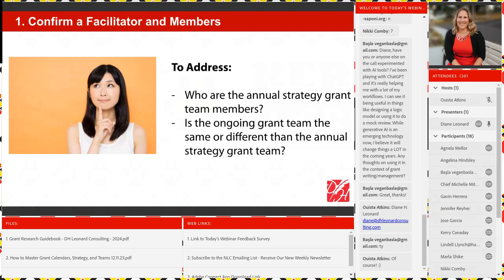But we want to think about what is best for our organization. How can we have those big picture strategy conversations? And how can we have the "do we apply for this or not" questions in a fast-paced environment so that we're not letting the deadline clock keep ticking?